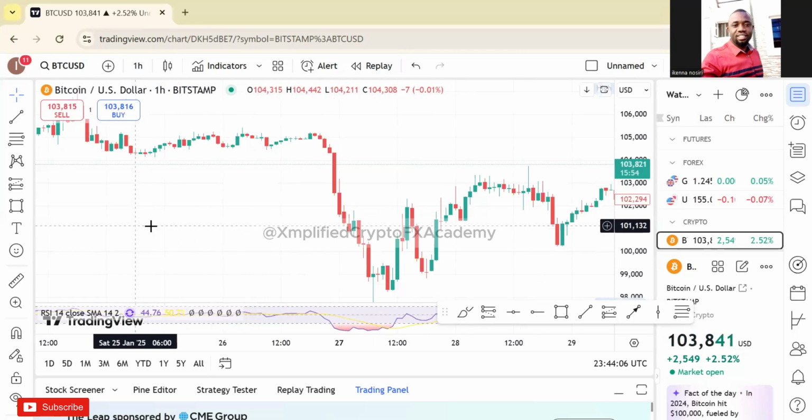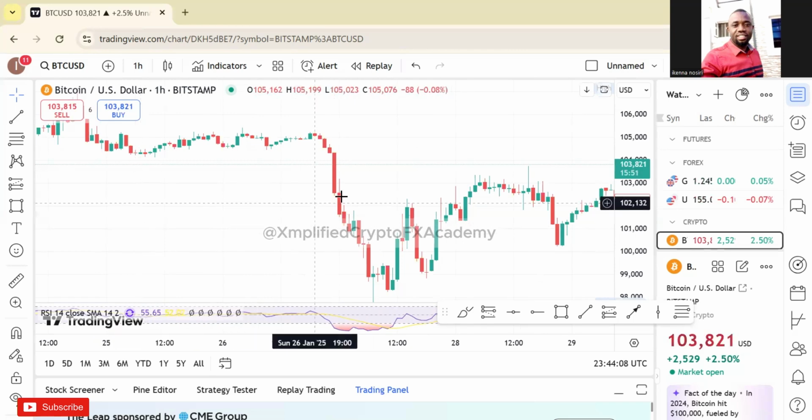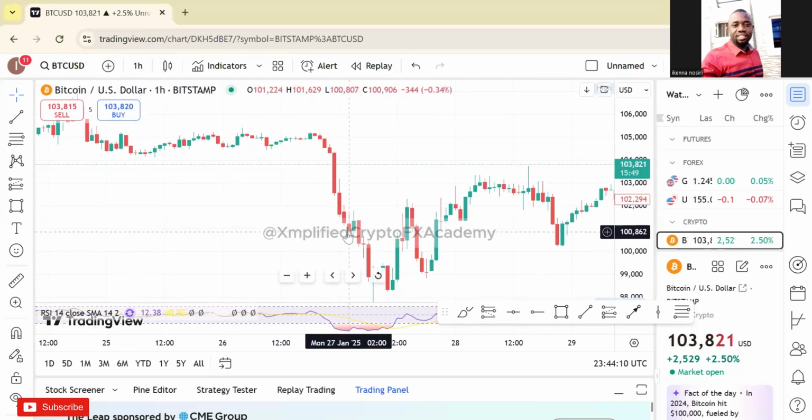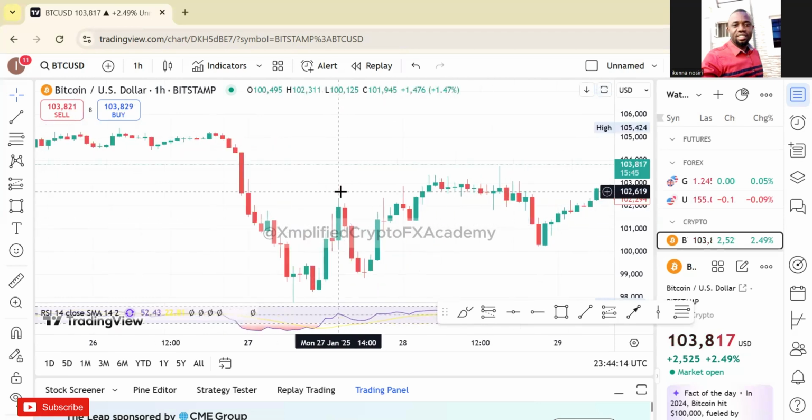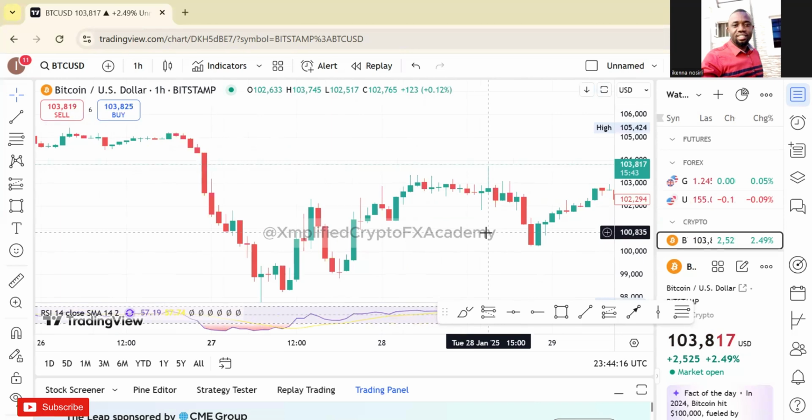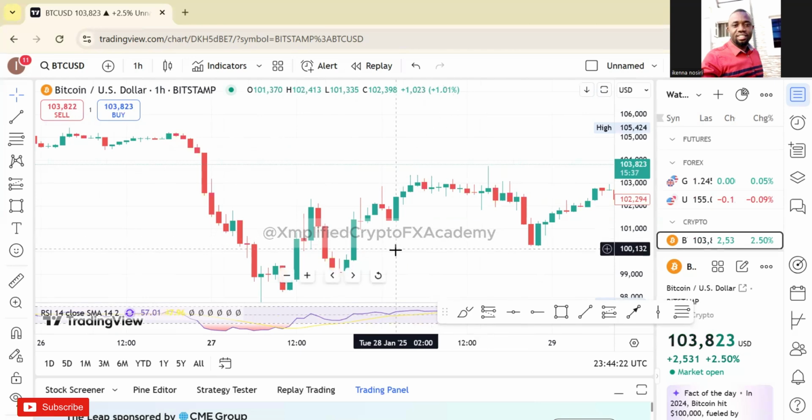Especially if you're already in the market and the market starts dumping on you. If you're in a spot market and the market is already dumping on you like this, you're already in losses.